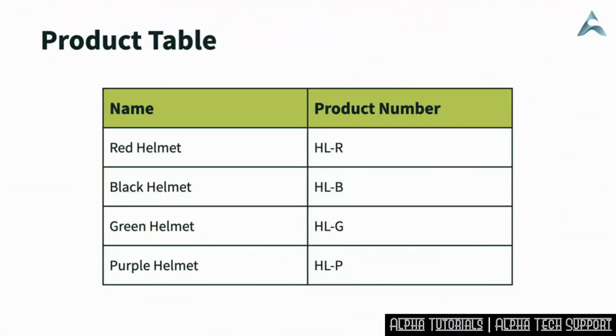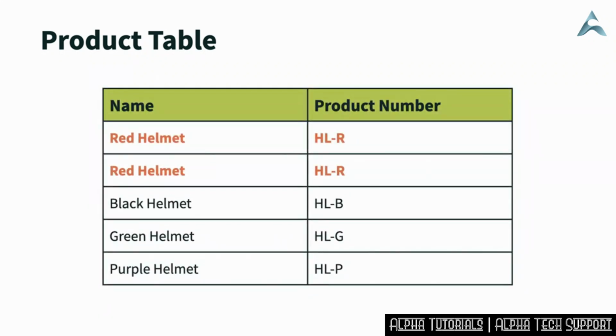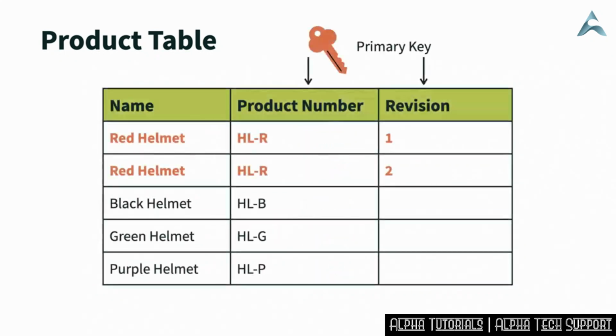But what if the manufacturer made a new version of the red helmet but gave it the same product number? Well, you could add a revision column so that you could tell these records apart. And in this case, your primary key, or your way of telling similar records apart, could be a combination of the product number and the revision number. But sometimes even that isn't unique enough.